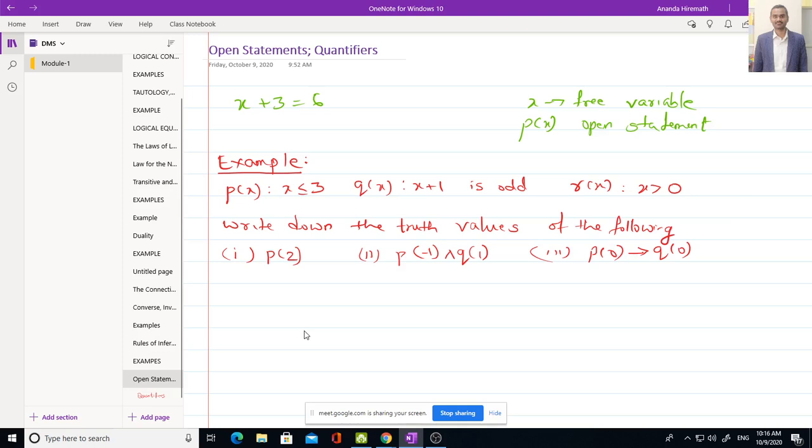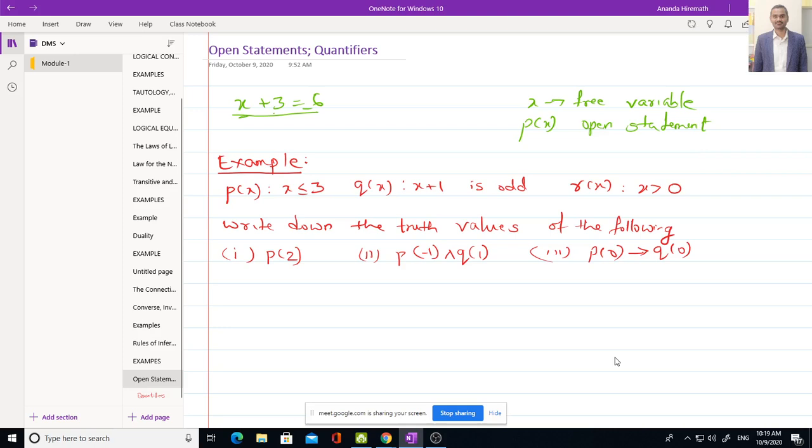Now consider the statement x plus 3 is equal to 6. Tell me whether this is a proposition. Well, this is not a proposition because I cannot say whether x plus 3 is equal to 6 is true or false, because we do not know the value of x.